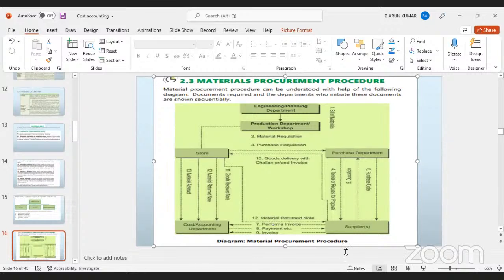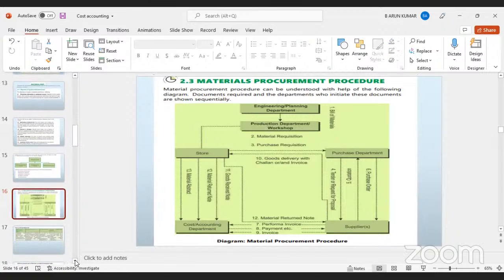And the 12th one is the material return note. A material return note means if we find any goods defective in nature, we return those goods to the suppliers. The final stage, the 13th one, is material acceptance. We take the good materials and send them to the stores. So this is the diagram telling about the process of purchasing of materials.